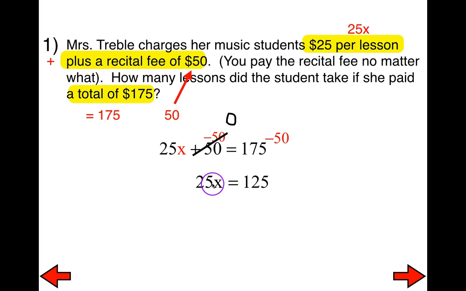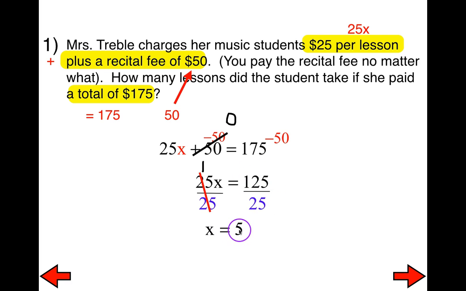Now you're going to have to get rid of your coefficient. This means 25 times x, so the inverse would be to divide both sides by 25. So this here is going to give me 1. 1 times x is going to leave you with x equals 125 divided by 25 is 5.